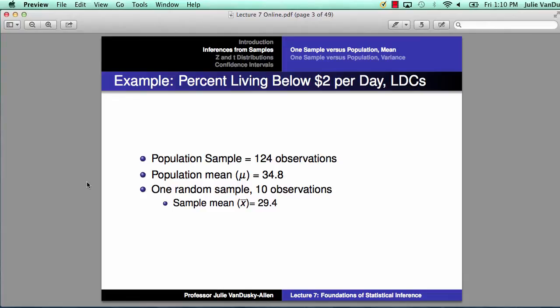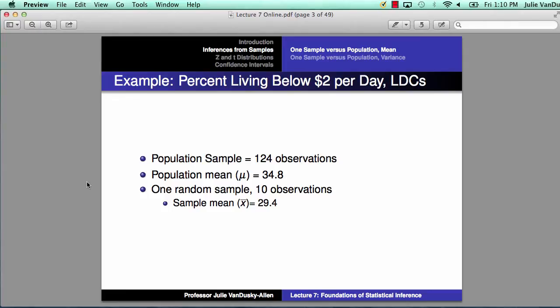Imagine I collected data on the percent of people living below $2 a day in less developed countries. In all, there were 124 LDCs in total. After I collected this data, I found the population mean, denoted by the Greek symbol mu, for this variable, which was 34.8. So on average, 34.8% of people in less developed countries live below $2 a day.